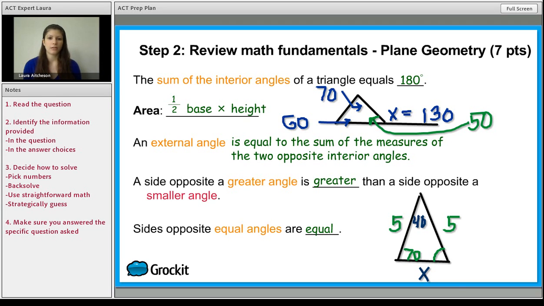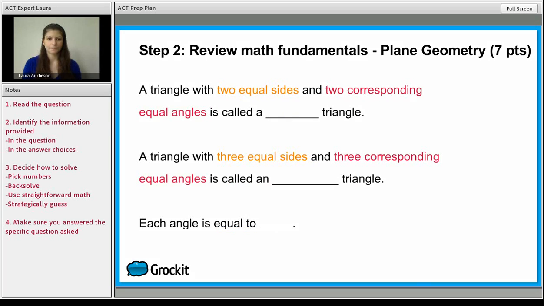And to take a look at the sort of opposite of that angle. So 5 is opposite of 70, the other 5 is also opposite of 70. So a side opposite of greater angle is greater than a side opposite of smaller angle, and that picture right there demonstrates that. A triangle with 2 equal sides and 2 corresponding equal angles, which is actually the one I just drew, is isosceles. And then we have equilateral triangles.